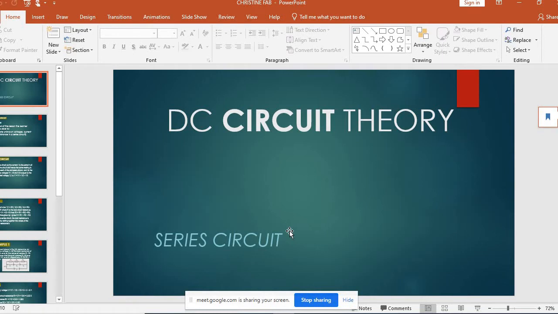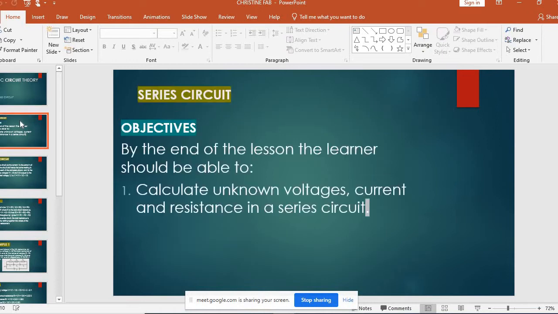Good morning. Our today's lesson is going to come from DC circuit theory, and we're going to tackle series circuits. The objective of this unit is that by the end of the lesson, the learner should be able to calculate unknown voltages, current, and resistance in a series circuit.